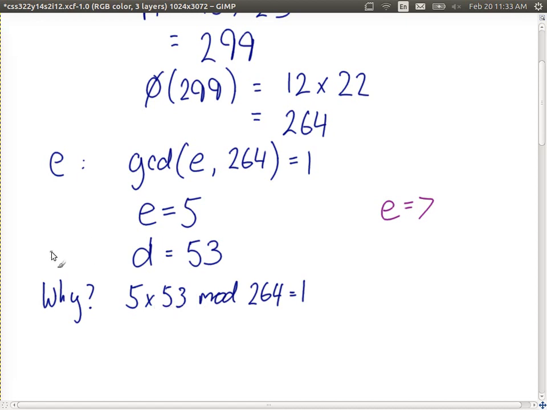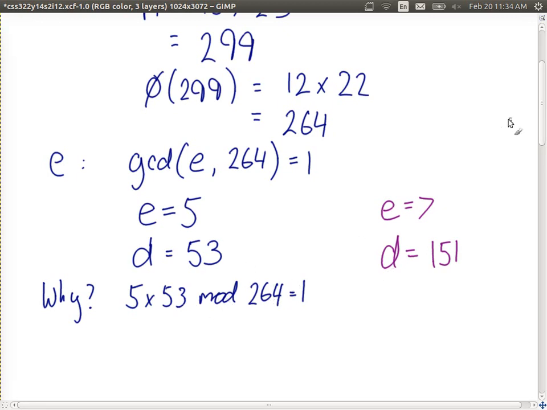If you chose E as 7, what D value did you get? Someone chose E of 7. What D value did you get? Anyone? 151. Seven times 151 mod 264 gives us 1. Takes a few more steps to find that one. Okay, but still you can find the answer.